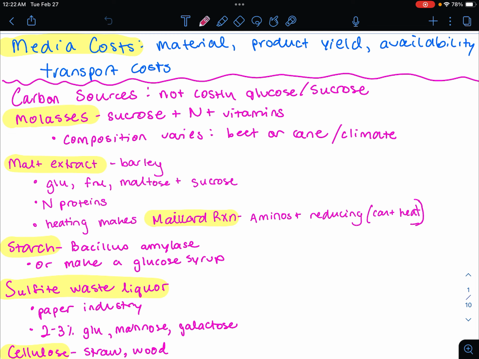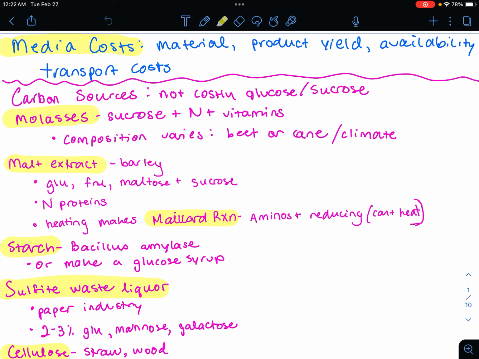All right, so looking at the systems of fermentation, we need to be taking into consideration the media that we're going to be using. We have media costs to be worried about. We have to look at the material, the product yield, the availability of those materials, and the transportation costs.